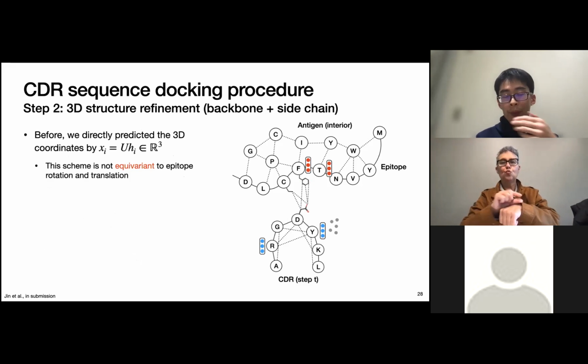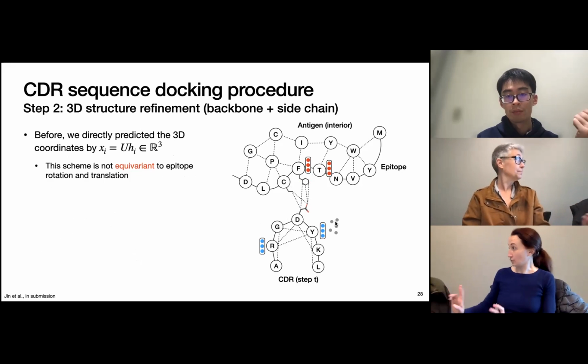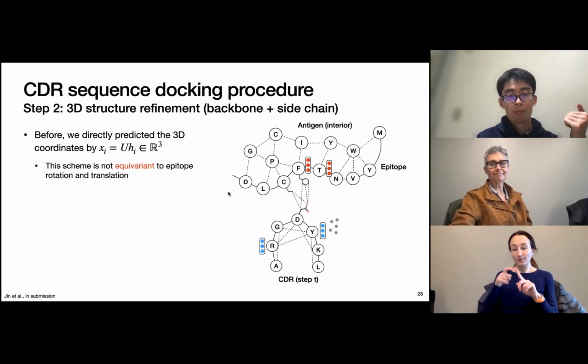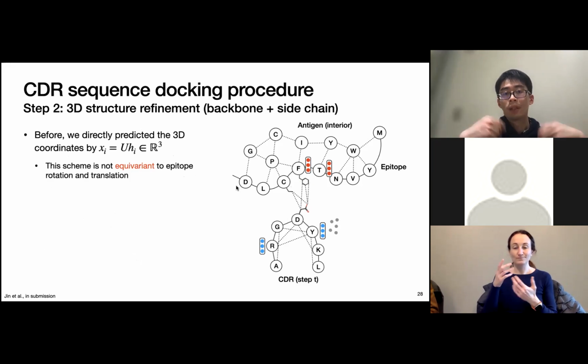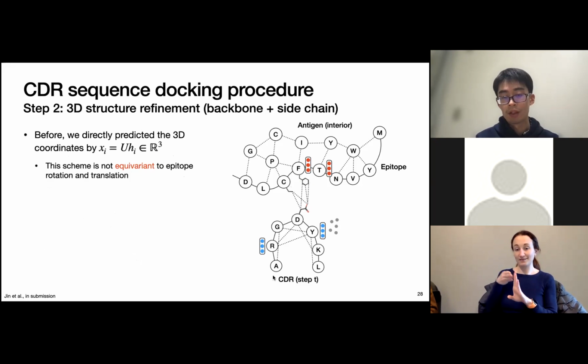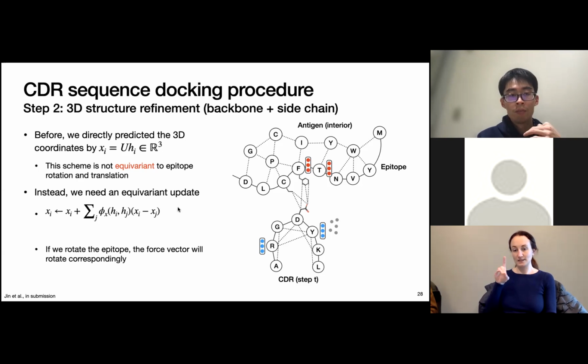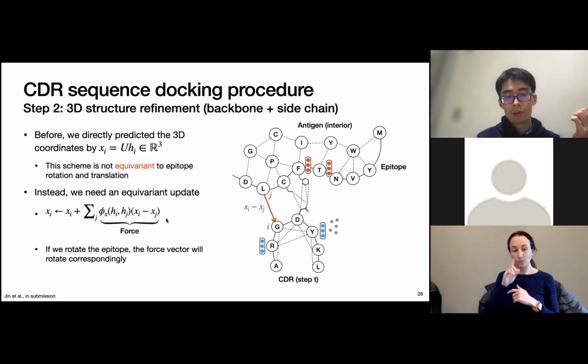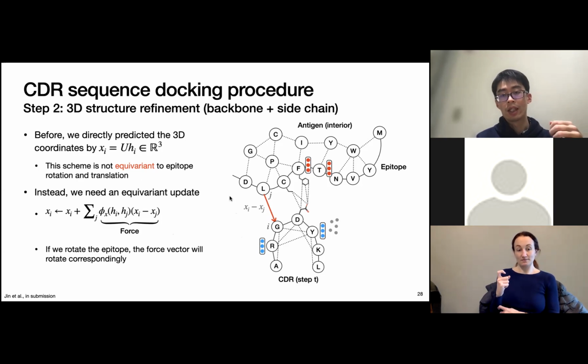And from there, what we need to do is move them, right? We need to apply an update to the structure. You need to update the coordinates of the backbones and the side chains in this step for all residues in the CDR. Again, we cannot do a linear transformation, which will not be equivariant. So what we do is something like this. Instead of directly predicting the coordinate, we predict a force between the two residues. For example, here we have this phi x, which takes two vectors as input.